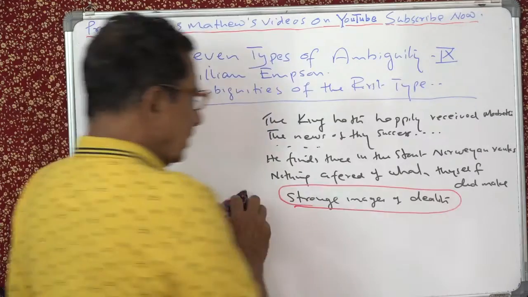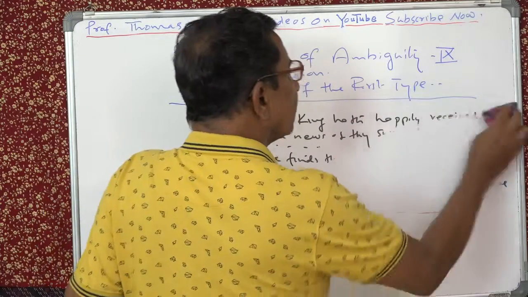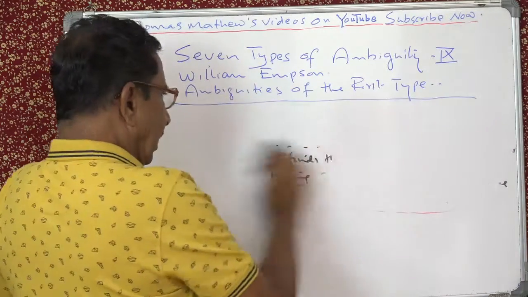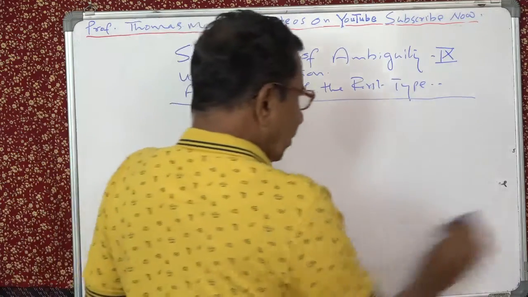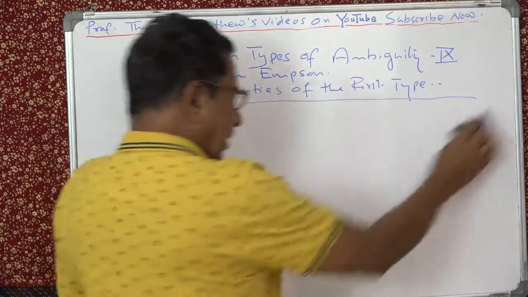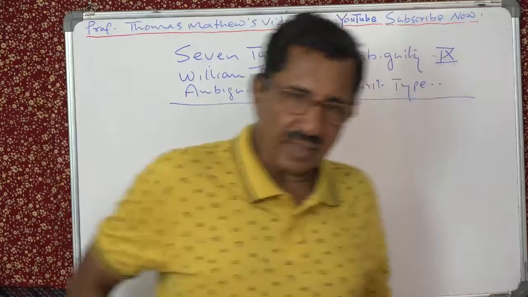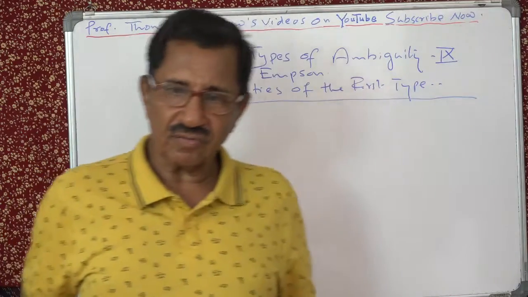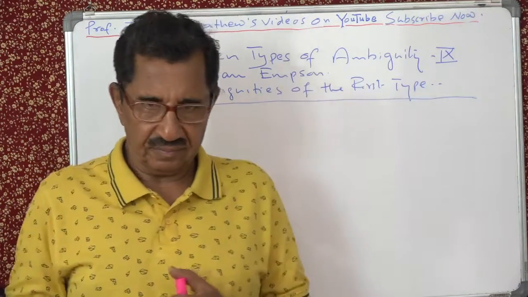Alright. So this is in Macbeth. This is how Rosse addresses Macbeth. Understand? Making strange images of death, the whole play.